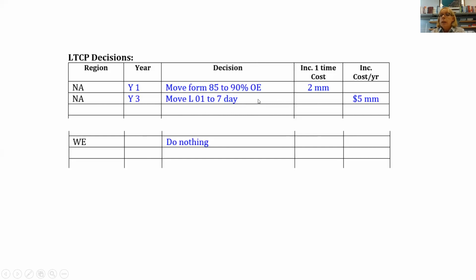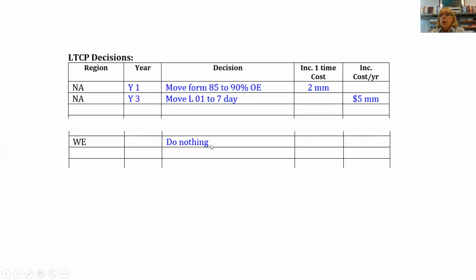So it's only this particular line that needs some more capacity, which is probably why we're going to move those folks, or those associates, to 7-day. And that's going to cost us $5 million for every year that we do that. And so we'll see that incremental cost accounted for there.